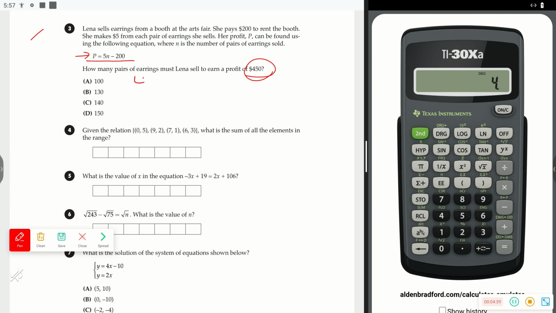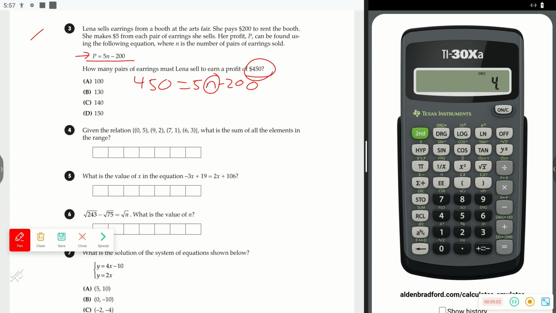So we're just going to set 450 equals 5n minus 200. And if we just solve for variable n, we're going to get the answer. So to get rid of the 200 from the right side and bring it to the left side, we're going to add 200. And we're going to do that because our goal is to get this variable n all by itself on one hand side of the equation.